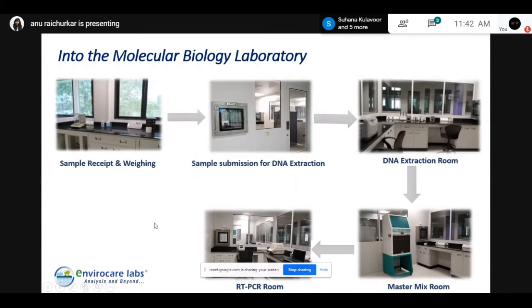Since during this lockdown period we cannot have you all here in the laboratory, I just thought we'll bring our molecular biology laboratory at Envirocare to you. So this is how our molecular biology lab looks.